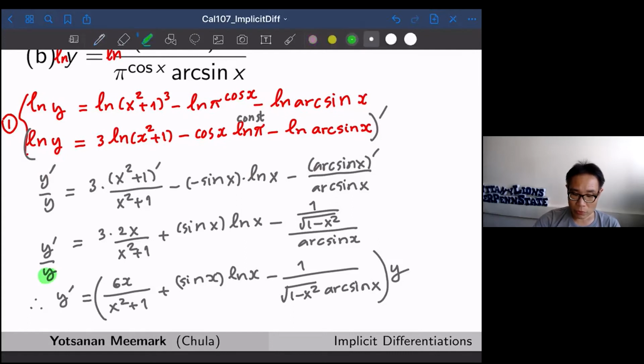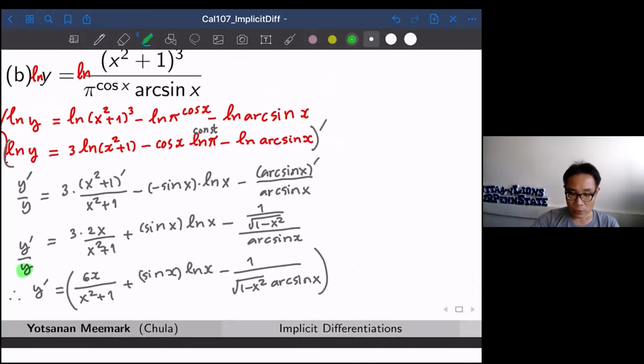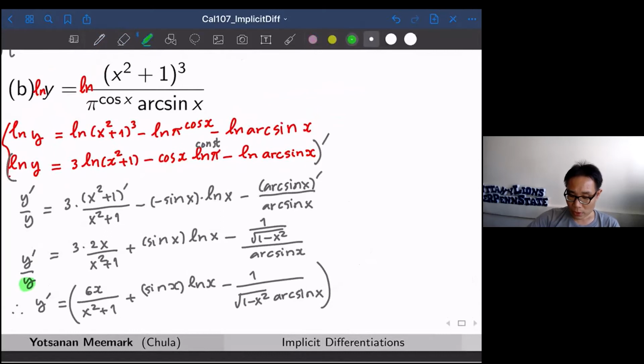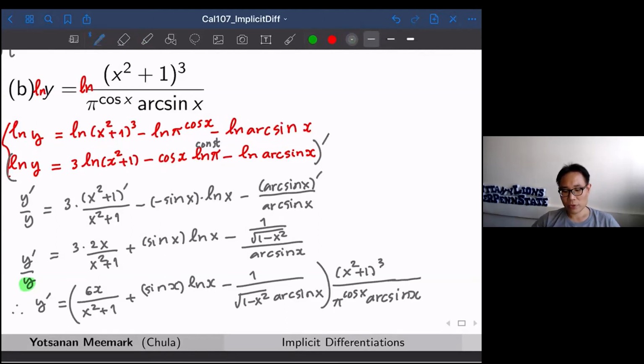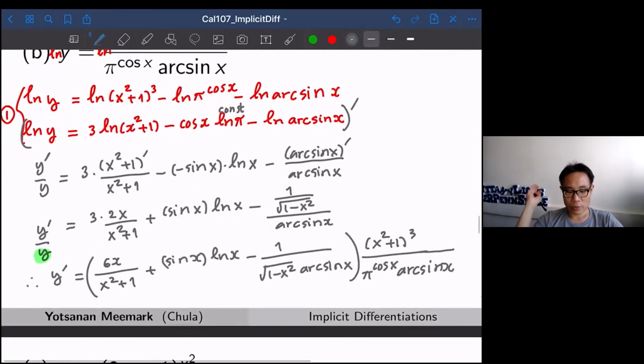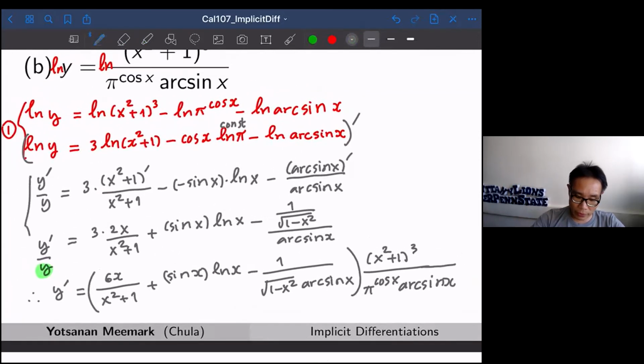However, if you want this one to be in terms of x, okay? So if you want this one to be in terms of x, you may have to copy x. You may have to copy (x squared plus 1) cubed over pi to the cos x arcsin x. Okay, so this is how we have for question B. So this one is your second step, okay, and this one is your solve for y. It will be your third step, and the final answer is right in front of you.